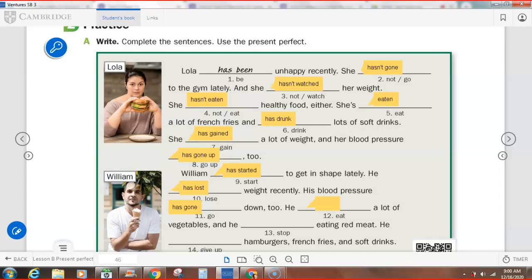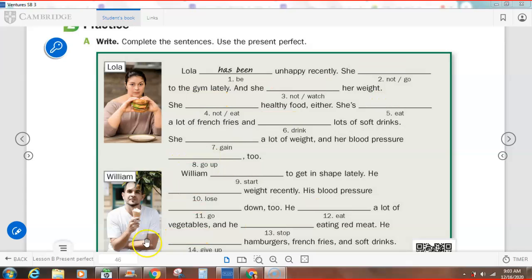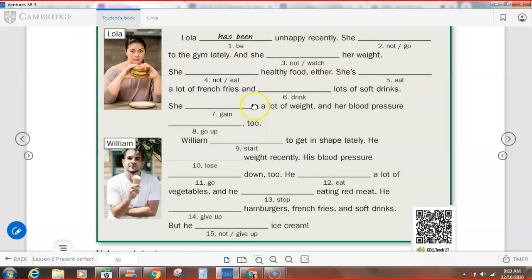He has eaten a lot of vegetables and he has stopped eating red meat. Good. He has given up hamburgers, fries, and soft drinks. All right. Hold on. Let me move it down. I'm going to have to delete that to move it.